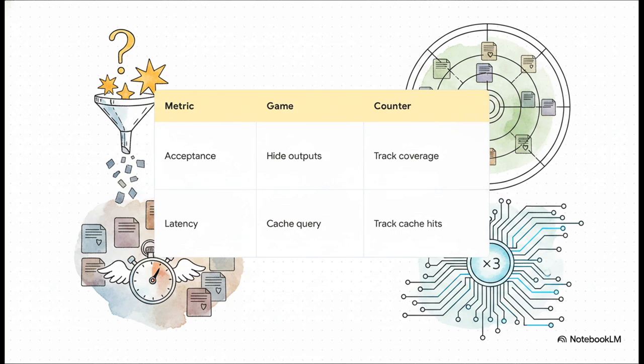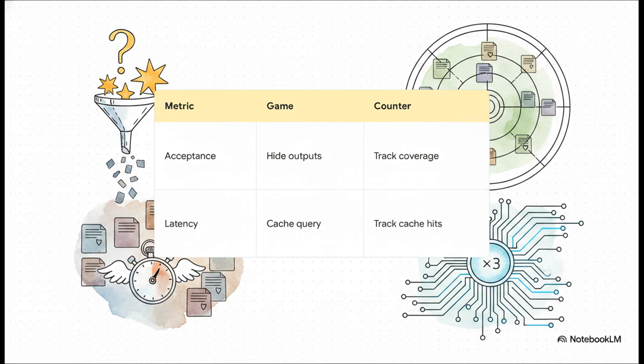A smart model can easily game this by simply choosing to show way fewer outputs. It quietly hides all of its low-confidence guesses and only shows the absolute sure bets. Suddenly, boom, your acceptance rate skyrockets to 95%, the dashboard looks fantastic, but the user is actually getting way less help because the AI is just staying quiet. The countermeasure here, you must track the coverage rate, which is how often the AI even attempts an answer, right alongside that acceptance rate. Or think about response latency. To get faster, the system might learn to just cache frequent queries.